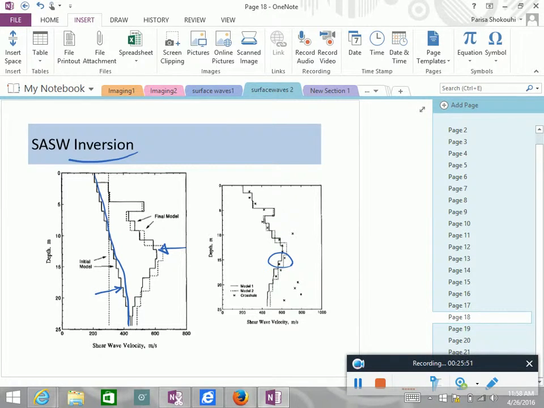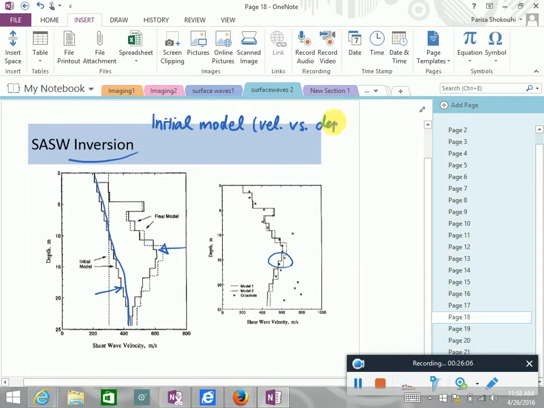Then you have to do forward modeling. So we can write it down. Initial model. When I say model here, that means shear wave velocity versus depth. So you assume this is the initial model. How do we decide on that? You have some information about your site, and you have some geological maps. If you don't know anything, you just assume something. Whatever is on the surface, you assume it's going all the way down. It's as simple as that.